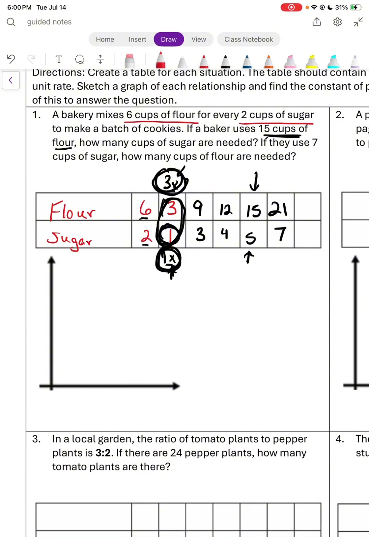Now let's go ahead and plot this on a graph. We'll look at the graph as well. So if I used, we'll let this be our f-axis. Let this be our s-axis, standing for flour and sugar. And I'm just going to sketch this graph. I'm not going to draw it exact. If I use 1, 2, 3 cups of flour, I'm going to use 1 cup of sugar. If I use 1, 2, 3 more, then I'll use 2 cups. If I use 1, 2, 3 more, then I'll use 3 cups.